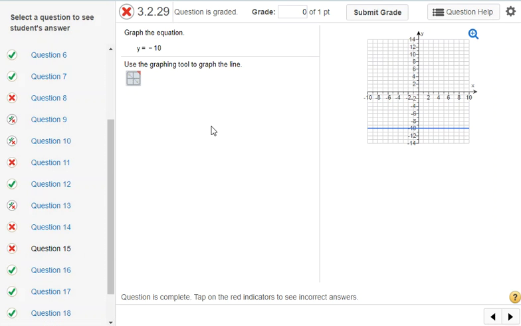Last one here, 15. Horizontal line at y equals 10. My mouse battery just died. Let me use my touchpad here.